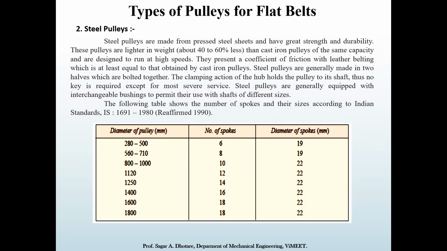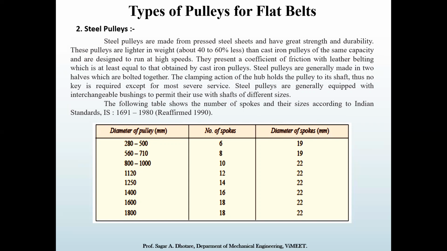Then the steel pulley. The steel pulleys are made from pressed steel sheets and have great strength and durability. But it is lighter than the cast pulley, near about 40 to 60% lesser weight with the same capacity. The coefficient of friction with a leather belt is at least equal to that obtained with the cast iron pulley. The steel pulleys are generally made in two segments or halves which are bolted together. The clamping action of the hub holds the pulley to the shaft, so no key is required except for the most severe services. The steel pulleys are generally equipped with interchangeable bushings to permit their use with shafts of different sizes.